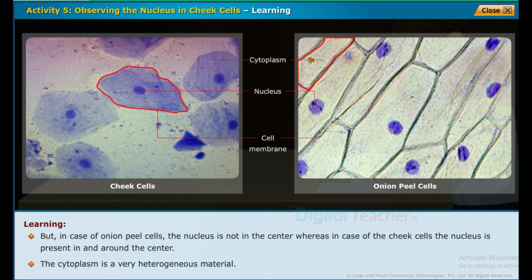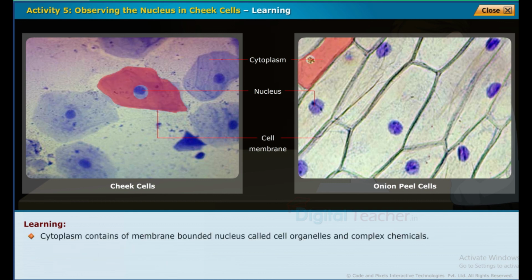The cytoplasm is a very heterogeneous material. Cytoplasm contains membrane-bounded structures called cell organelles and complex chemicals. The cell organelles help in carrying out several functions within the cell.